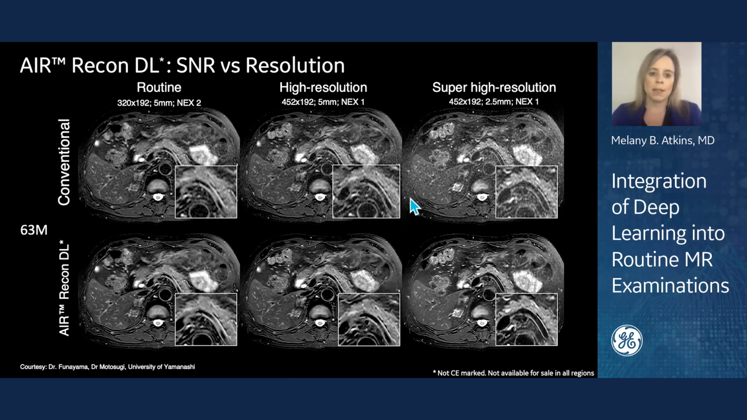So in this example of a patient, we're looking at blow-up images of the pancreas. With conventional reconstruction, you can see that once we end up with super high resolution, we have a significant amount of noise. Whereas with deep learning reconstruction, we can obtain this super high resolution, and we don't see that noise at all. We can see excellent resolution of the pancreatic lobulation here.